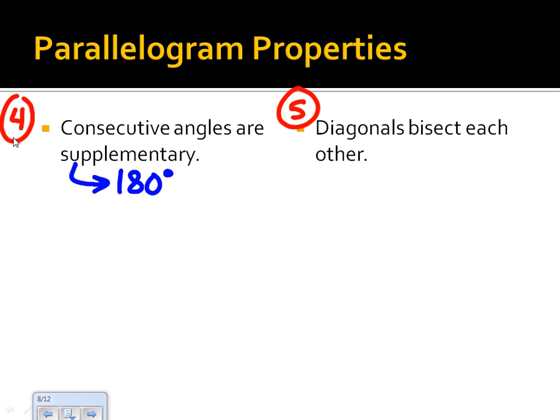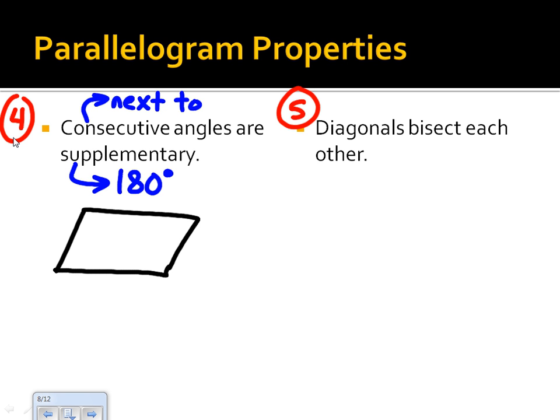And what does consecutive mean? When I say that 3, 4, 5, 6 are consecutive numbers? In a row or next to. So consecutive means next to. So draw your parallelogram. We're going to have to name it this time. A, B, C, D. Make sure you put the arrows on it so you know it's a parallelogram.